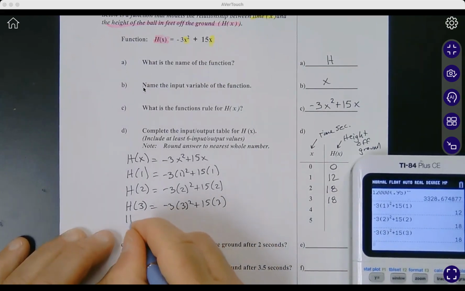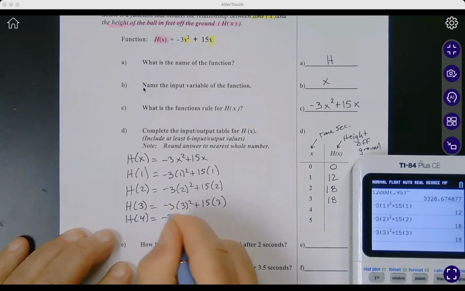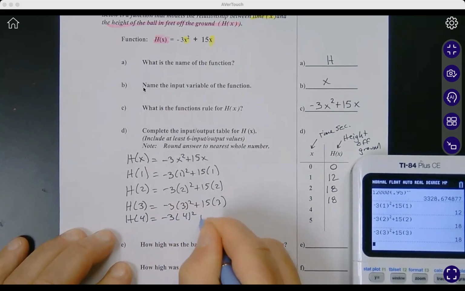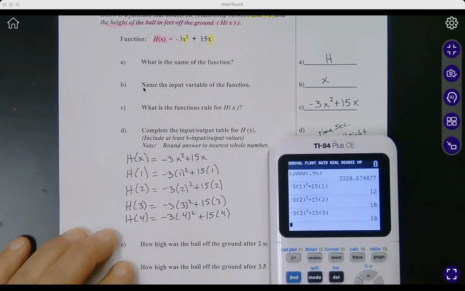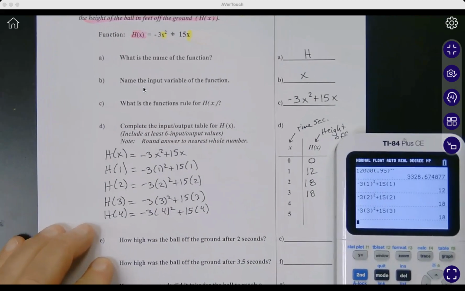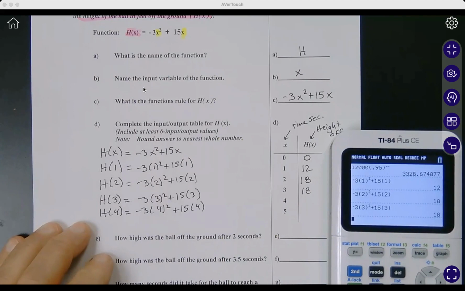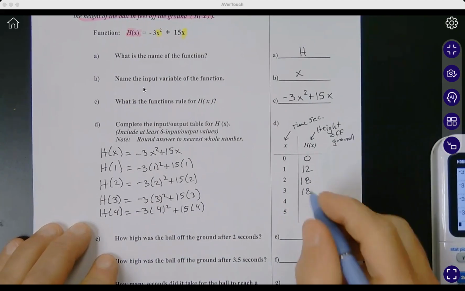Let's go ahead and do H of 4. Put that in your calculator. Sorry, I'll leave that visible. So negative 3, 4 squared plus 15 times 4. That's not a 4. There's a 4. 12. Oh, we're coming back down.